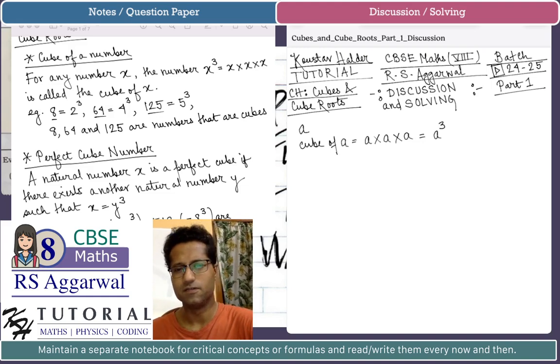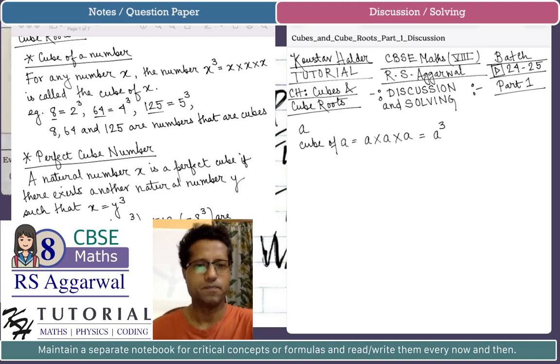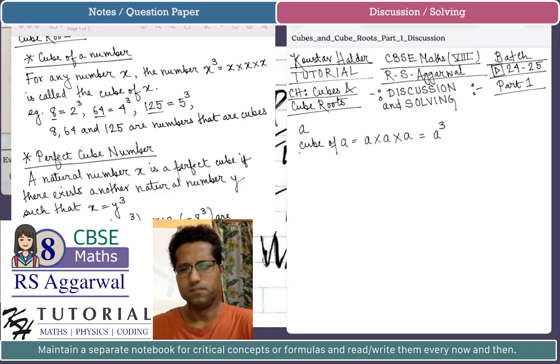So this is the very basic definition of the cube of a number A, and obviously A should not be 0. A is a non-zero number. It could be a rational number, integer, fraction, decimal, whatever. Okay. Now what is a perfect cube?